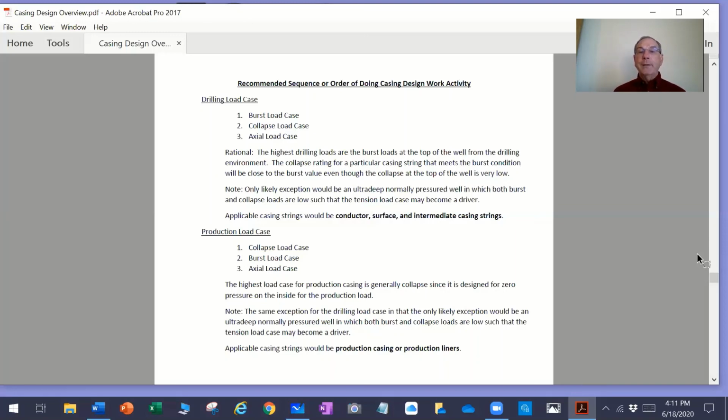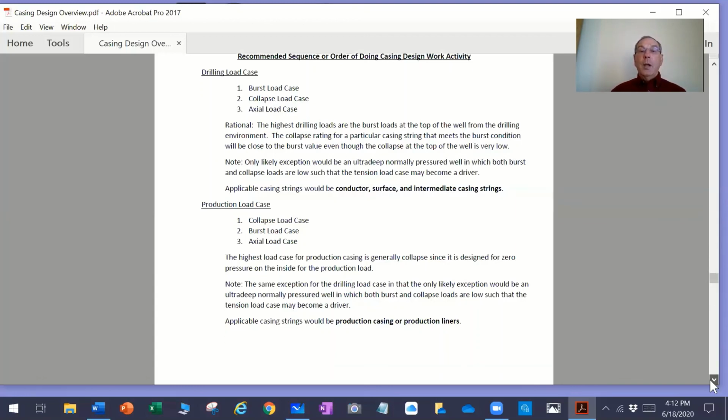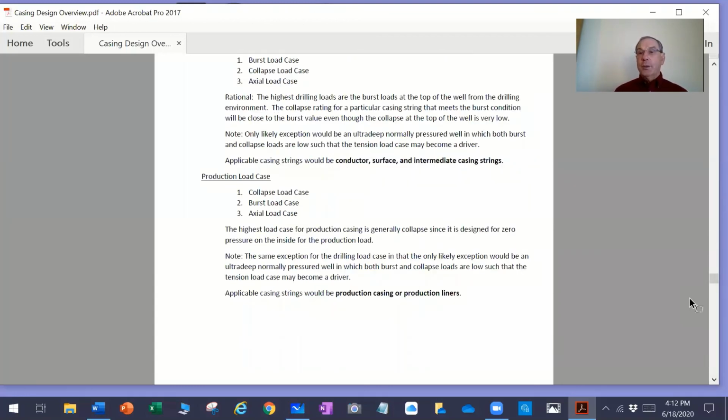So the applicable casing strings that this suggestion applies to, since it's for the drilling load cases, are all the drilling casing strings that are only being utilized for drilling the well, which would be conductor casing, surface casing, and intermediate casing strings. All of those casing strings, if they're only being utilized to drill the well, then you do them in that order.